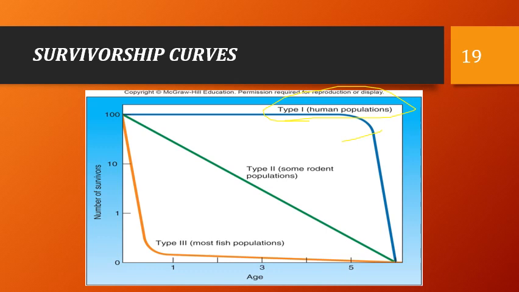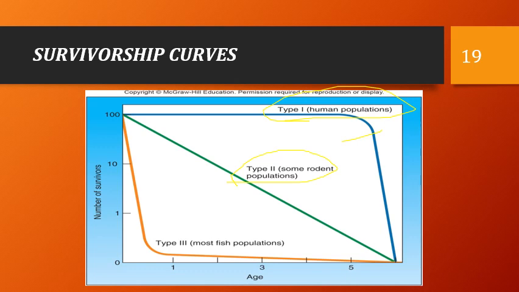We have here also the type 2 curves. This one is for populations where the risk of dying is about the same for individuals of all ages. So it's a straight line indicating a fairly constant chance of survival at different ages. Take a look at this, it's a straight line. A very good example is the lifespan or the survival rate of some rodent populations.